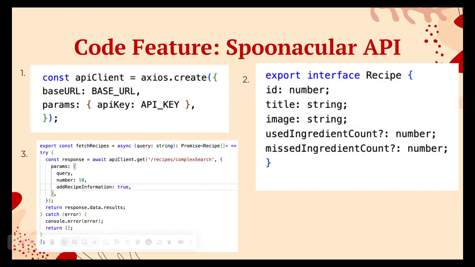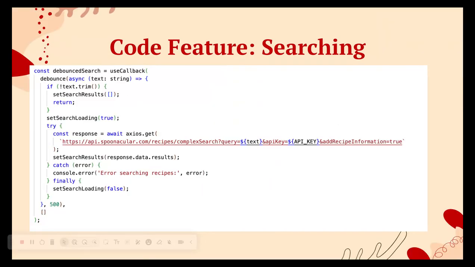For our third code snippet, it shows that for all of our API calls, we follow the same pattern. We make a GET request to a specific Spoonacular endpoint, pass in any parameters like the search query or a list of ingredients, and then extract the relevant part of the response. Each of our fetch functions is based on this structure.